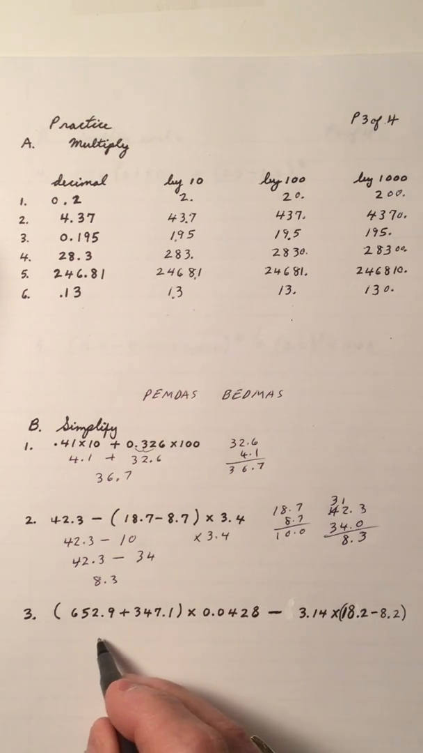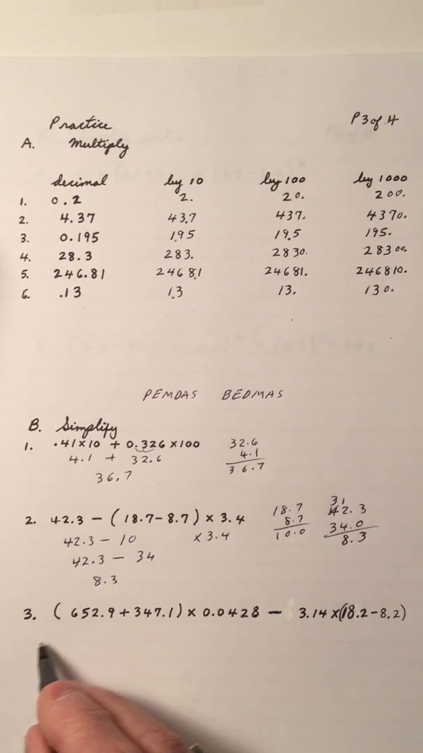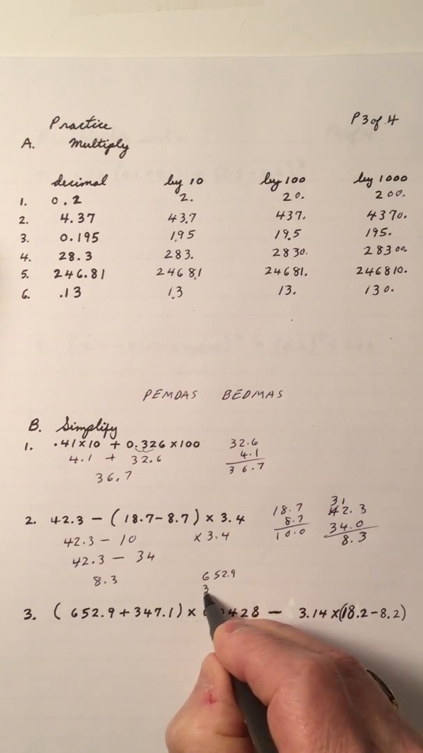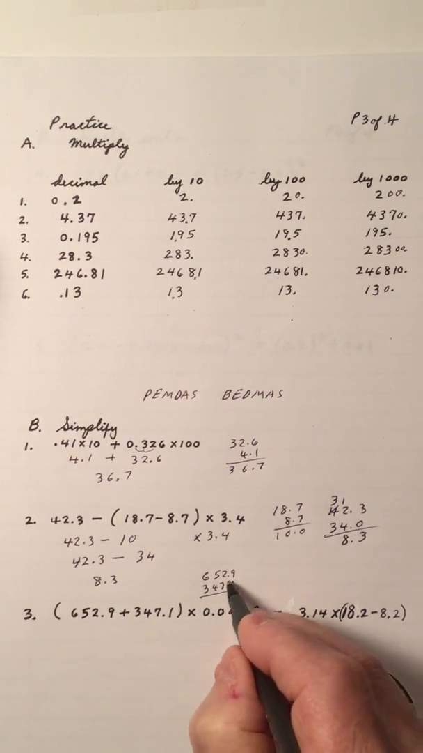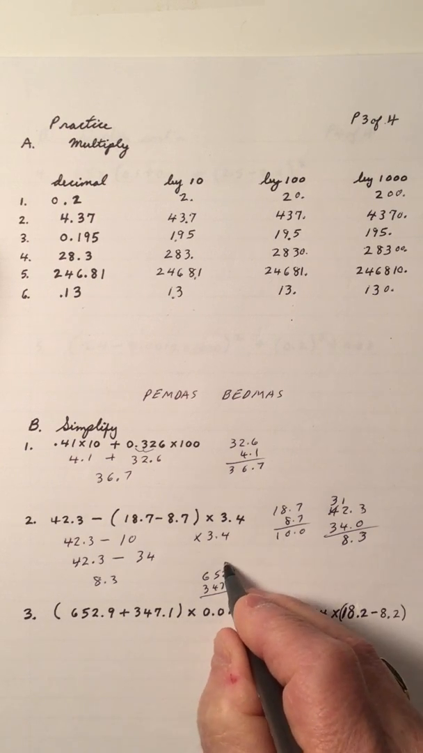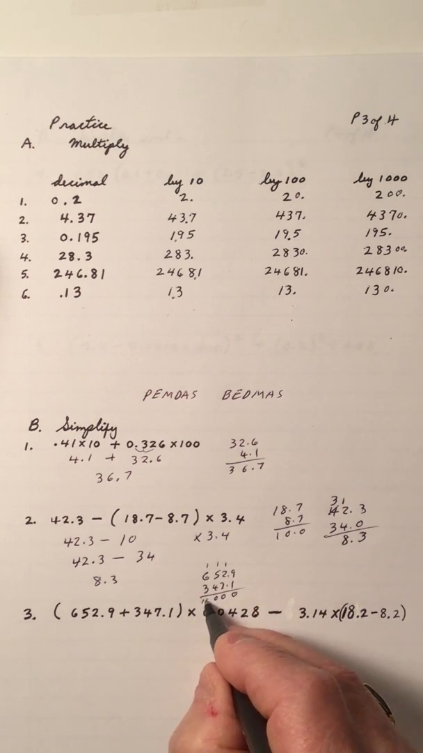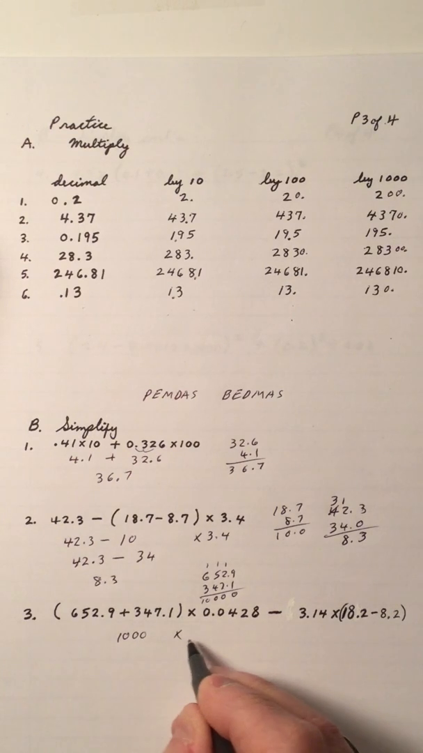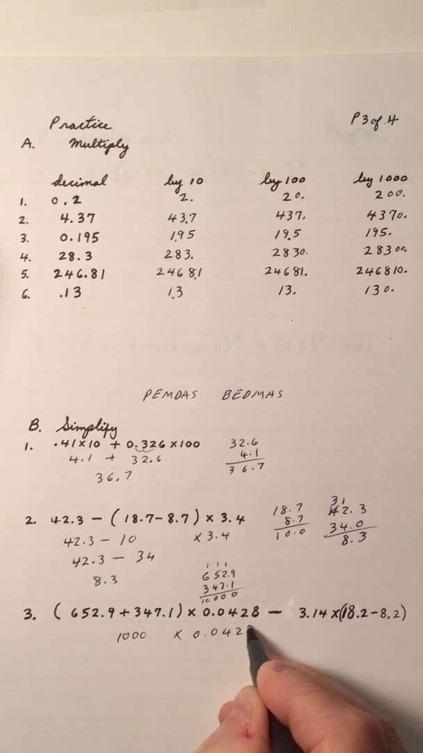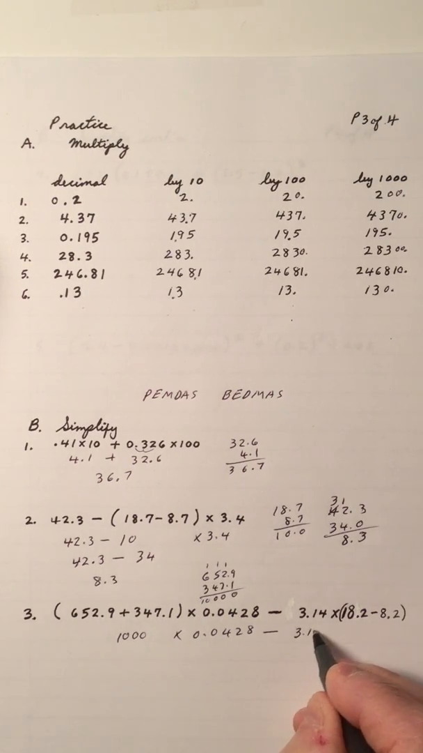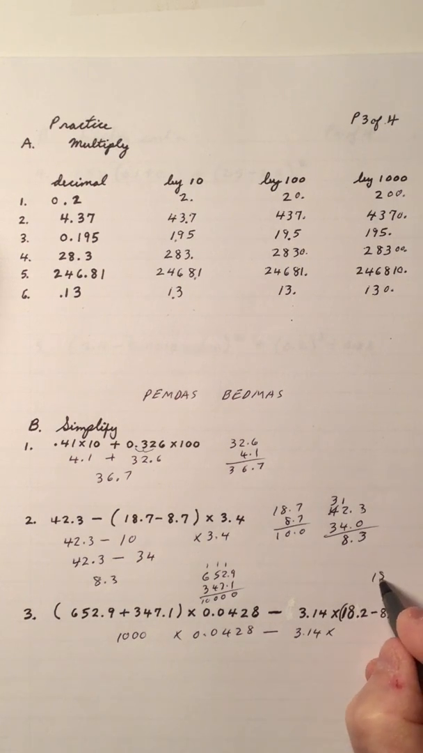Number 3, work the inside of the brackets first. Okay, when we add these up, let's add these on top here. 652.9, 347.1. Decimals under decimals, when we add, 0, carry 1 is 0, carry 1, 9, 1 is 10, carry 1, so we get 1,000 when we simplify the inside of that first bracket. Subtract, and we have to do the inside of this bracket first, so we get 18.2, subtract 8.2, that gives us 10.